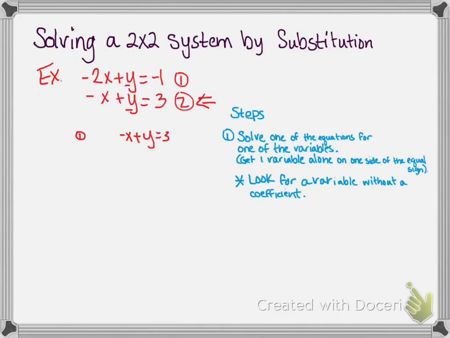So if I take negative x plus y equals 3, let's get the y by itself. I'll add x to both sides, and y equals 3 plus x.